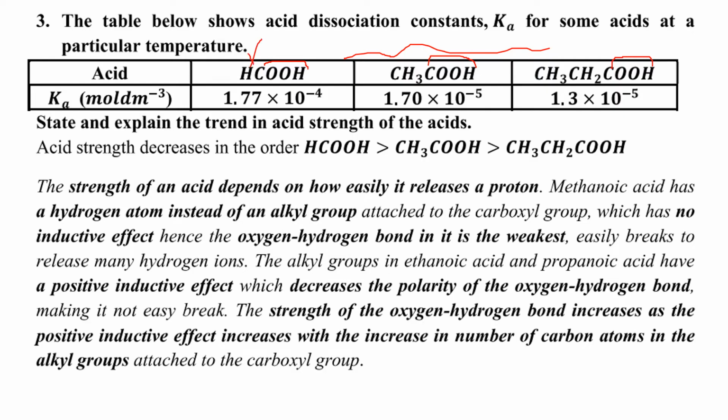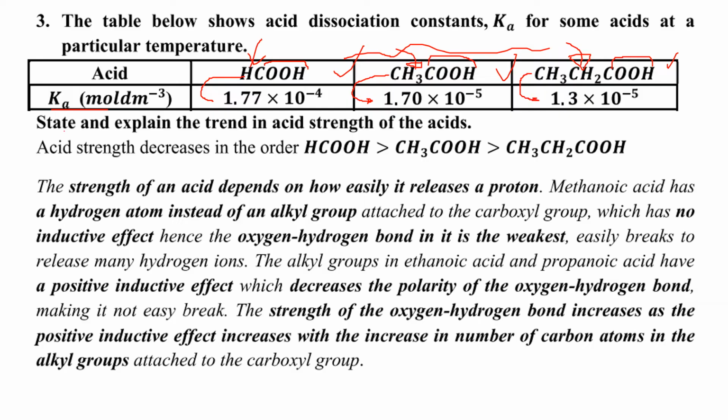Here hydrogen is attached to our carboxyl group, here is the methyl group which is attached to our carboxyl group, and here is the ethyl group. This is propanoic acid, this is ethanoic acid, and this is methanoic acid. Now the acid ionization constant, which I told you is measured in moles per decimeter cubed, for methanoic acid is 1.77 × 10^-4, for ethanoic acid is 1.70 × 10^-5, and for propanoic acid is 1.3 × 10^-5.